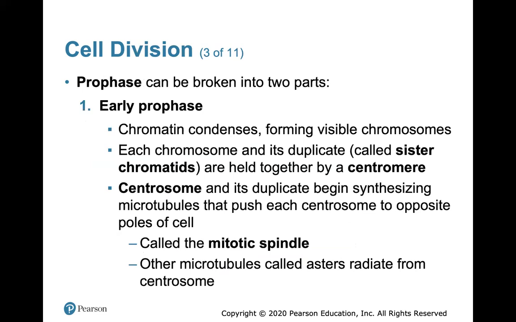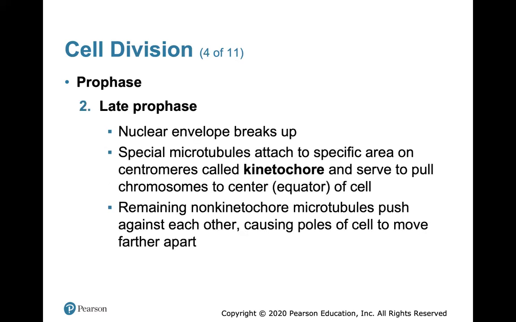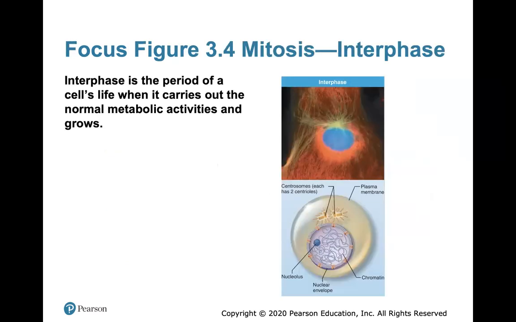Prophase is divided into two parts. In early prophase, the chromatin will form visible chromosomes, and each chromosome and its duplicate, called sister chromatids, are held together at the center by a centromere, and the centrosome and its duplicate will begin synthesizing microtubules that push each centrosome to opposite poles of the cell. This is called the mitotic spindle. Late prophase is when the nuclear envelope starts to break up, and the microtubules will attach to specific areas on the centromere to try to pull the chromosomes to the center, or the equator, of the cell.